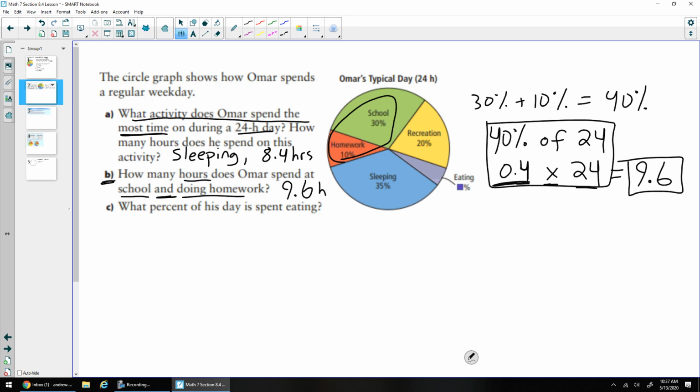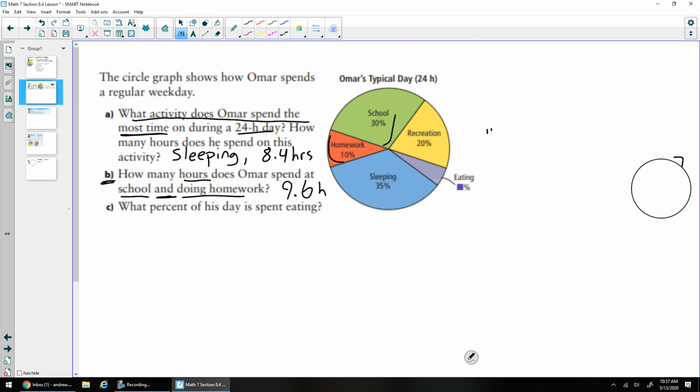So what percentage of his day is spent eating? The eating section there is unknown, so we need to figure that out. But we do know that a circle always adds up to 100. So 35% plus 10% is 45%, plus 30 would be 75%, plus 20 would be 95%. So to get to 100%, we can only have 5% more. So he must spend 5% of his day eating. Okay, and that's that.